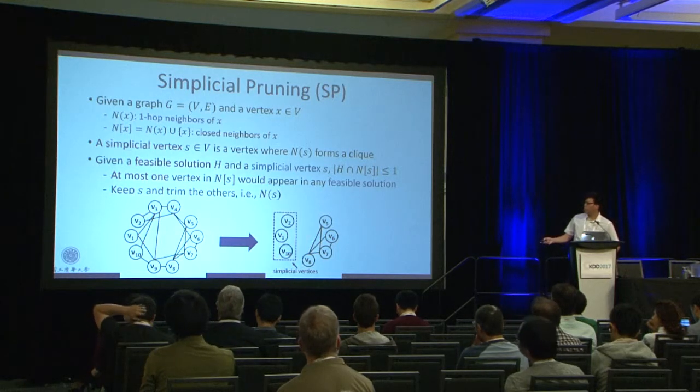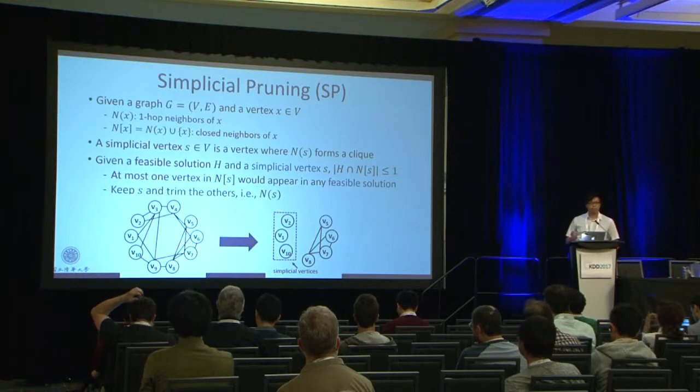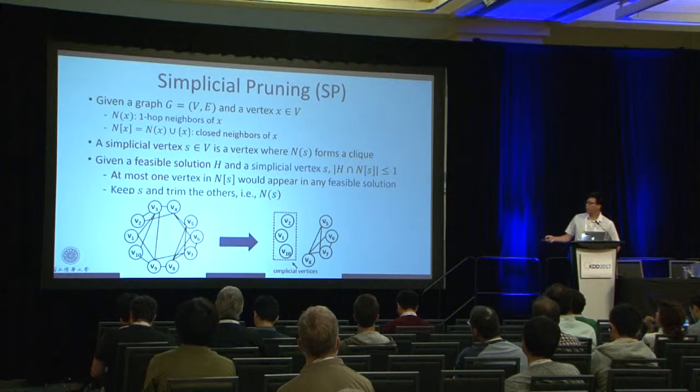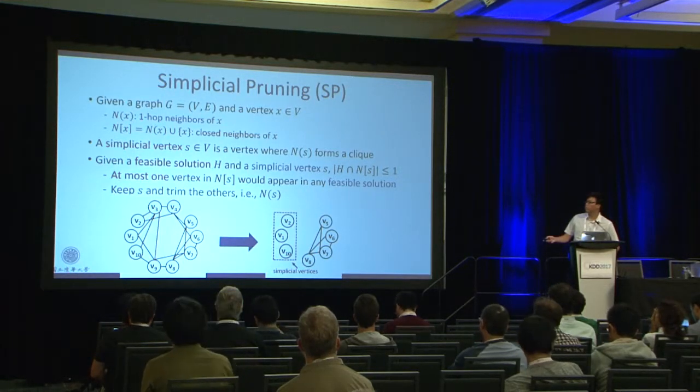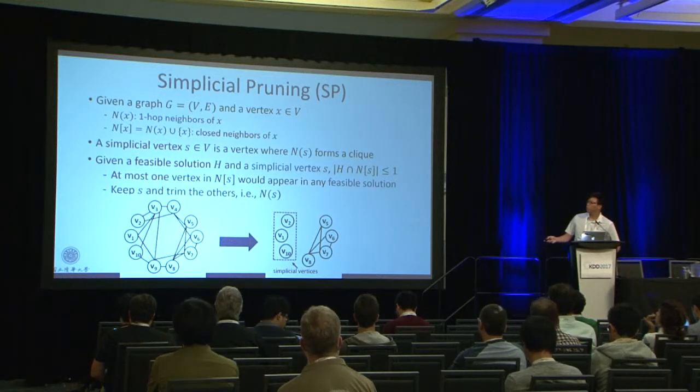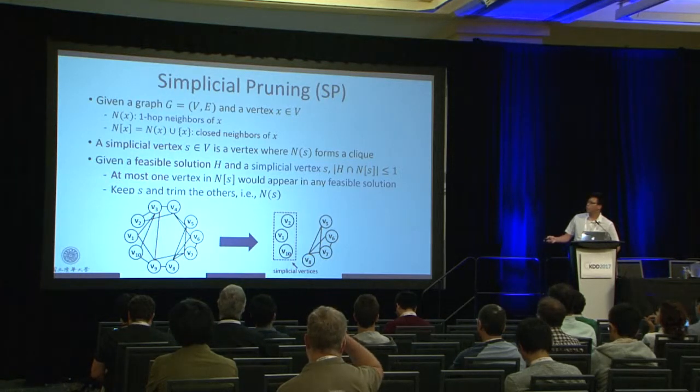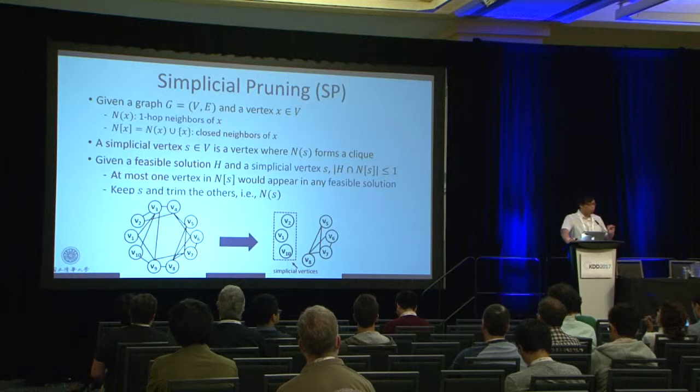So this is an example: V1, V2, and V10. Each of them is a simplicial vertex. For example, V2's one-hop neighbors are V3 and V4, which form a complete graph. So for simplicial pruning, we simply trim off V3 and V4 and leave only V2. Actually, the simplicial pruning strategy is very effective. It can trim off a lot of vertices to reduce the computation overhead.